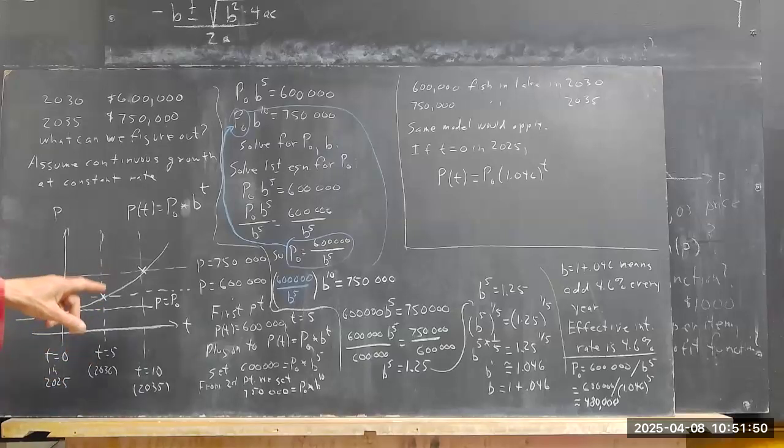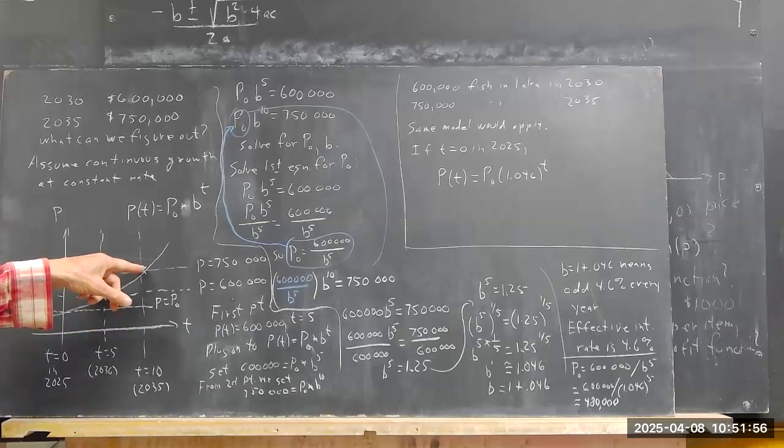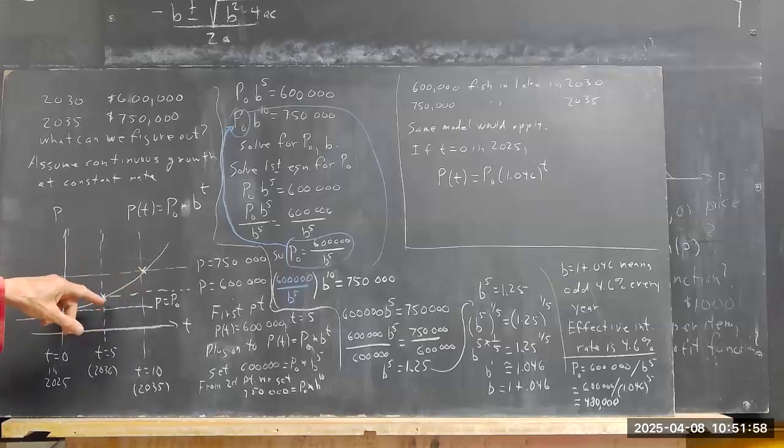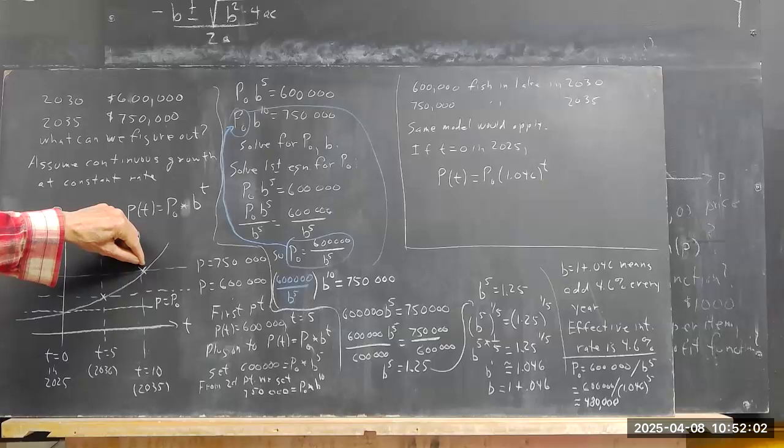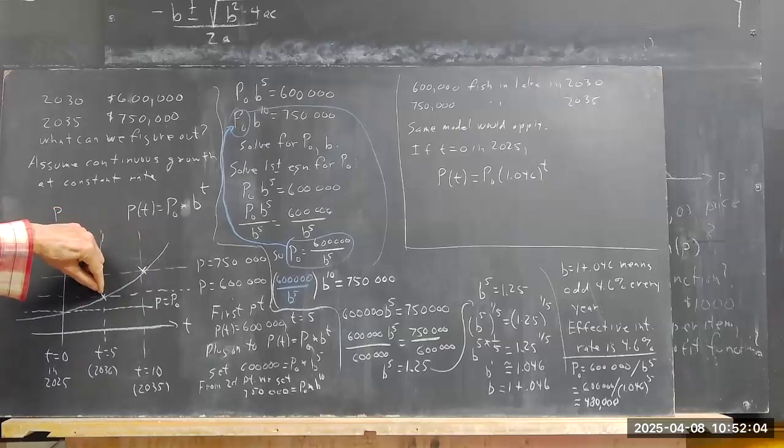Now, 600,000 is 4/5 or 80% of 750,000. So in this 5 years, if I start here, this number is going to be 80% of this number. So this number should be 80% of this number, and it's no trick to figure out 80% of 600,000.